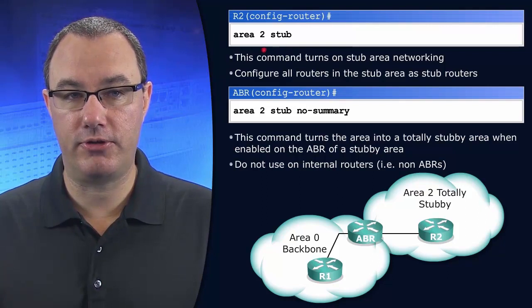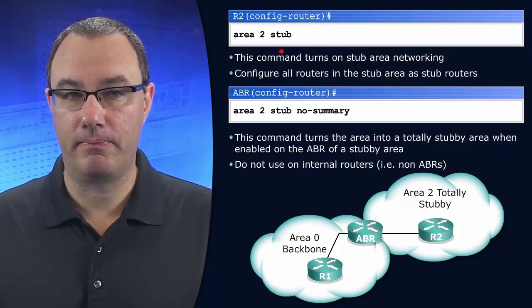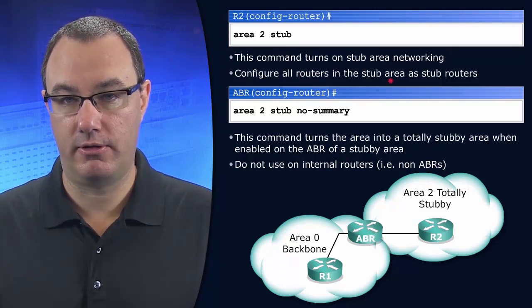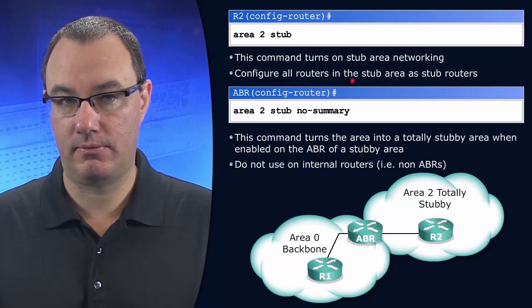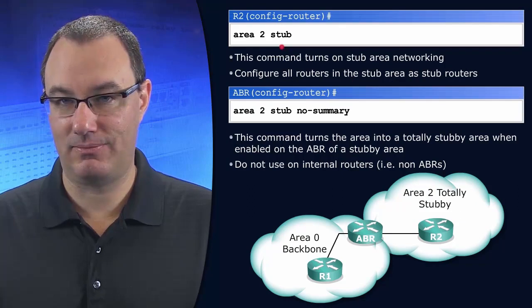So this top command, area 2 stub, we do this on all of the internal routers. All of the internal routers need at least this.